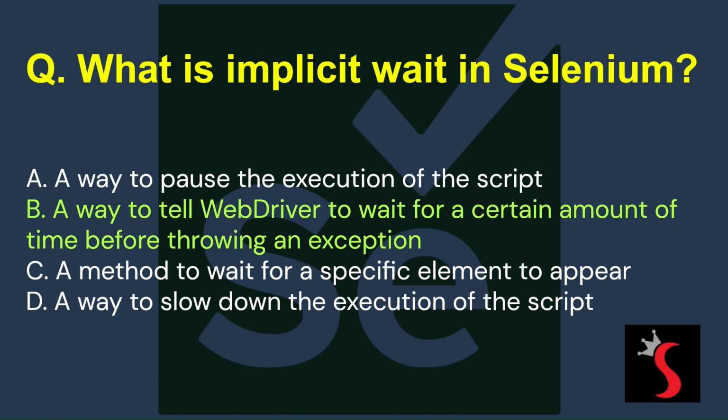And correct answer is option B. Way to tell WebDriver to wait for a certain amount of time before throwing an exception. Implicit wait in Selenium is a feature that tells WebDriver to wait for a specified amount of time before throwing an exception if it can't find an element on a page.